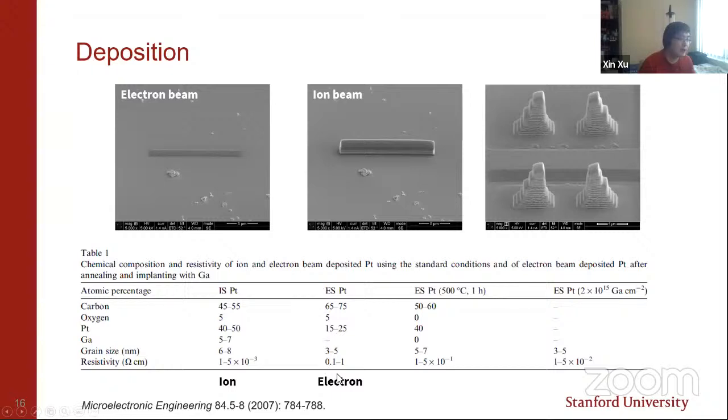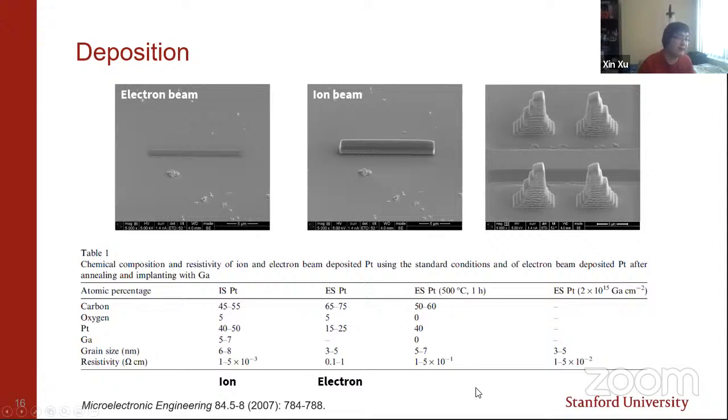The second column is the electron beam induced deposition. The platinum component has a lower ratio, only around 20%, and there's a higher ratio of carbon and oxygen impurities in this deposit. This shows that the electron beam is not very efficient for the deposition work. Also, due to these carbon and oxygen components, the resistivity is relatively high.